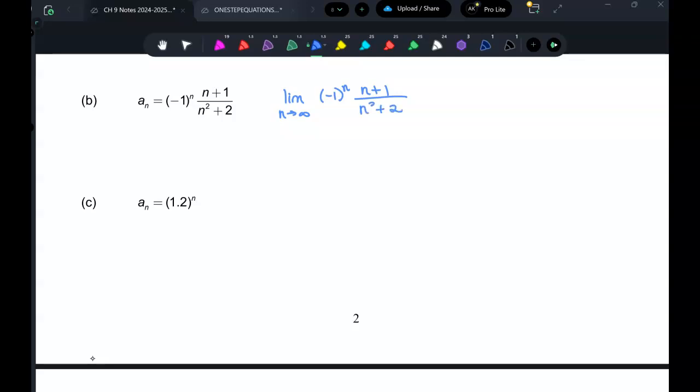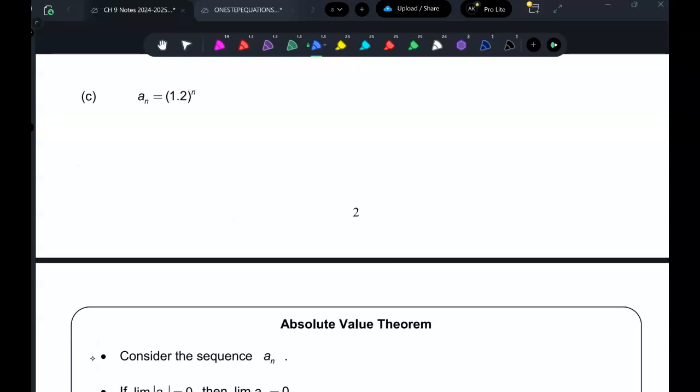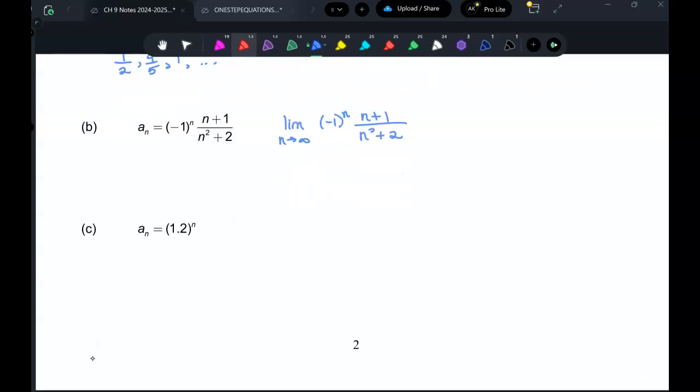What's this? The -1 to the n, what does that do to our sequence? It just oscillates between a positive and a negative value. So it's really just looking at this. What does the limit go to? 0. So a sub n converges to 0.